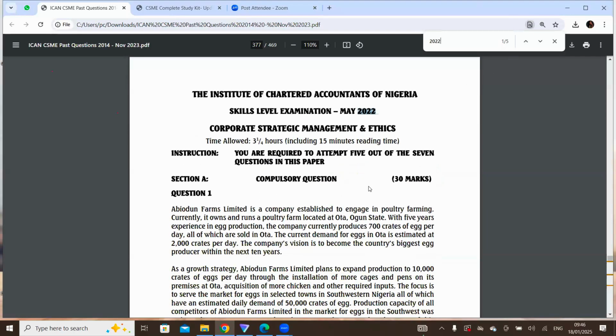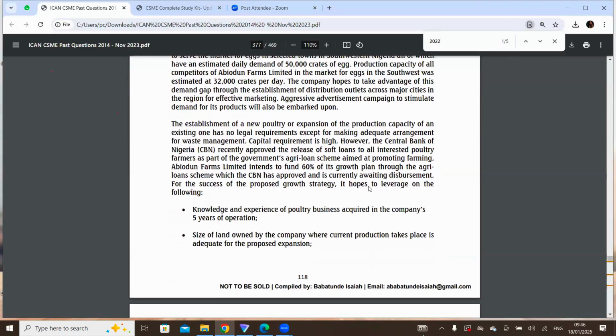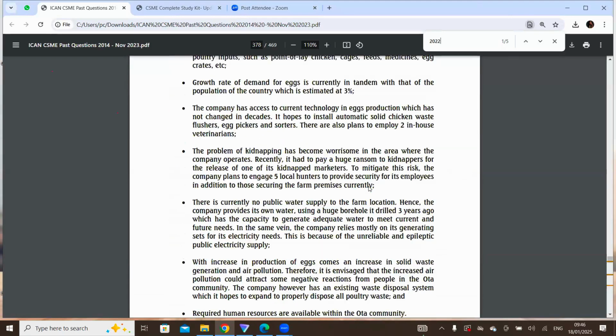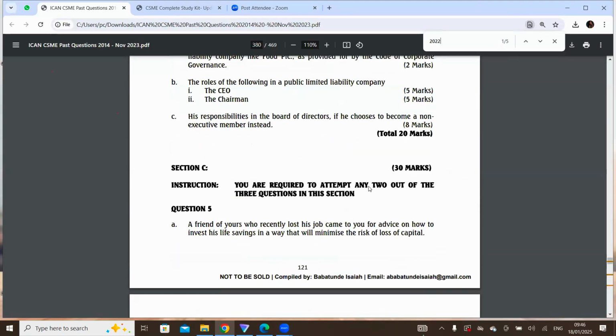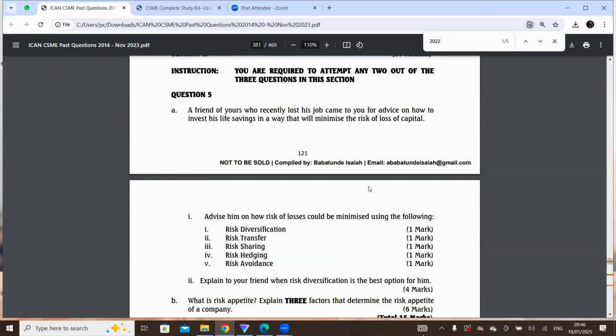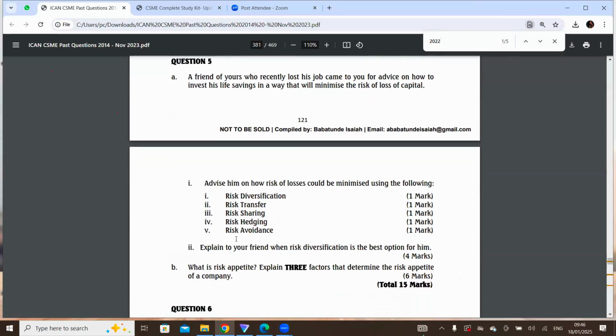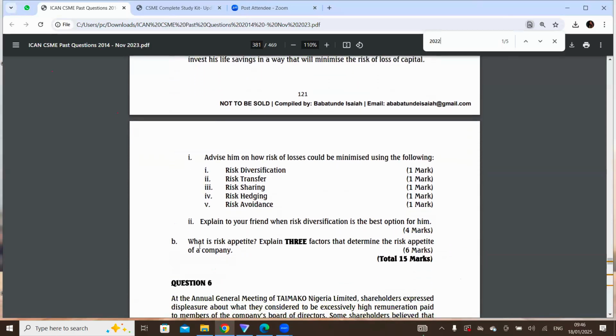In May, you can see question 5. We have not also done this. We have not done diversification, transfer; we have not explained all these things. But we have here, see this one: what is risk appetite? And explain 3 factors that could determine the risk appetite of a company. What is risk appetite? The risks that the company is willing to take to make profit. Okay, what are the 3 different risks?